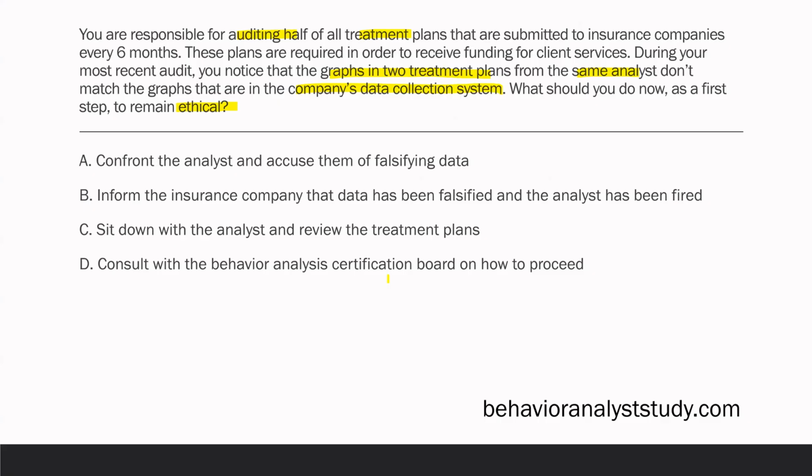D, consult with the Behavior Analysis Certification Board on how to proceed. They're not going to be there to help you. They are monitoring our whole industry, right? Not these individual problems. If you believe something has occurred, the first thing you want to do is go to the person you think may or may not have committed the violation and talk to them about it.